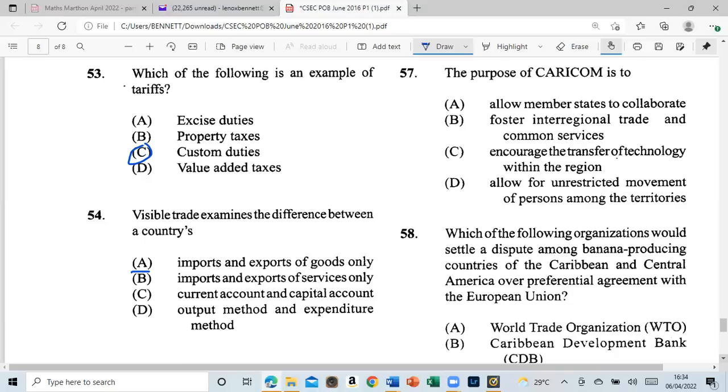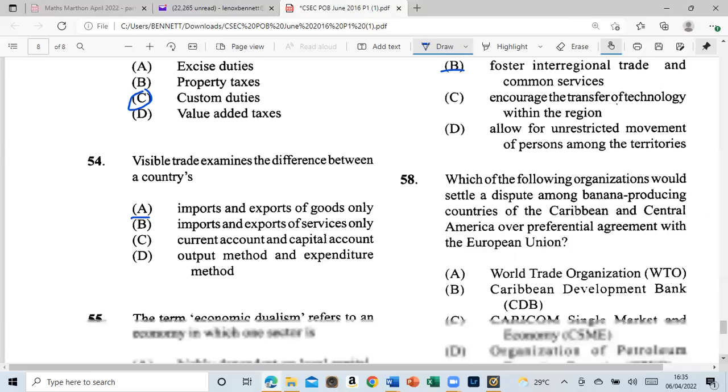The purpose of CARICOM is to A, allow member states to collaborate, B, foster interregional trade and common services, C, encourage transfer of technology within the region, or D, allow for unrestricted movement of persons among the territories? All right, I'm going to go with B, foster interregional trade.